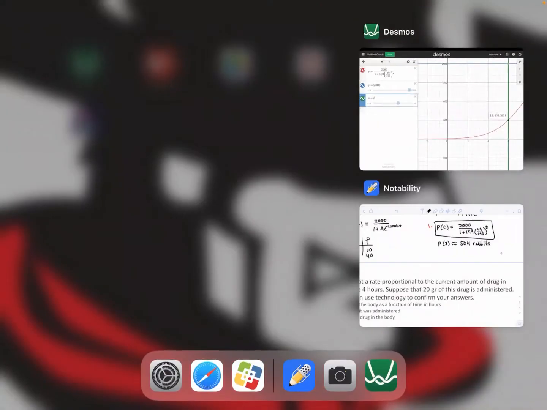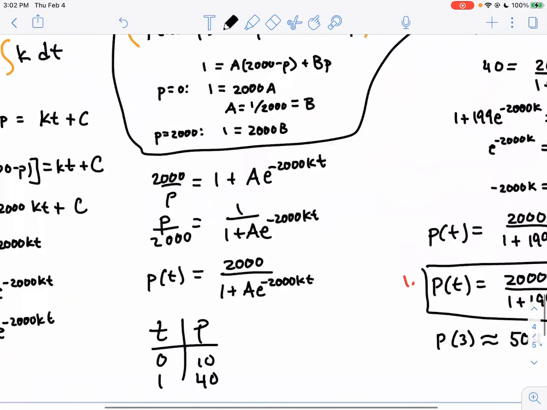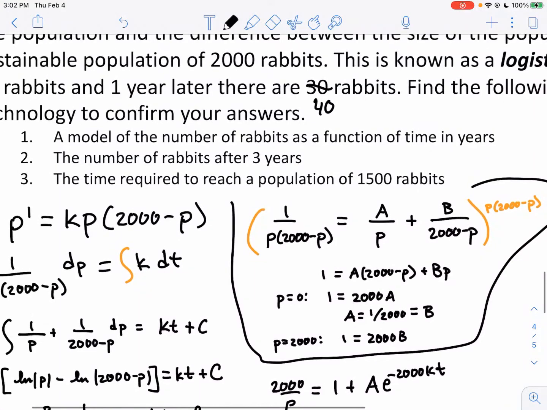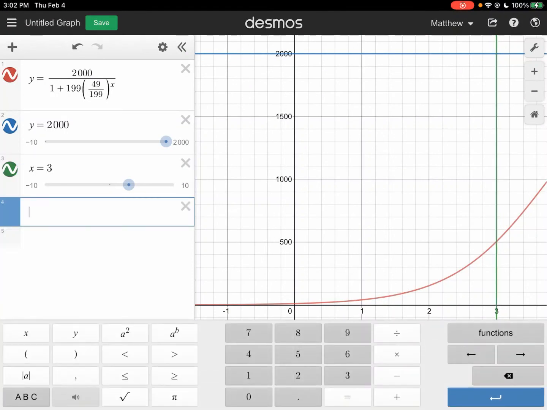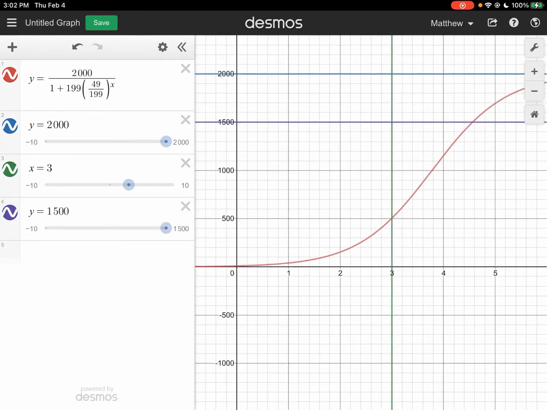And the last question was, what's the time required to reach a population of 1,500 rabbits? For this one, I'm going to do a horizontal line at y equals 1,500. And I know the instructions said to do this by hand, but that's just a lot more repeating of the same kind of solving strategies we did. So I'm just going to use the technology to get our answer. So we can expect a population of 1,500 rabbits at 4.561 years.